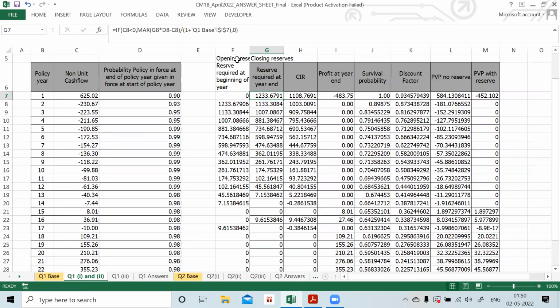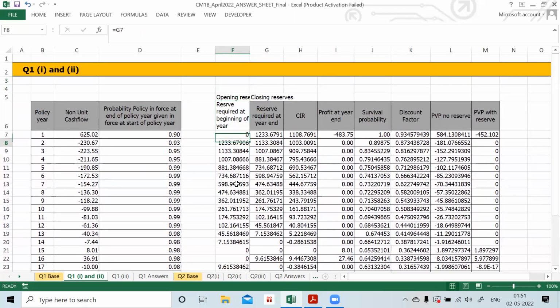These are the closing reserves. To avoid getting confused, what you can do is make a column for the opening reserves here. The starting reserve is 0, and the opening reserves for these will be these. For the calculation of the profit vector, one can do this. Then CIR, the cost of interest on reserves, is nothing but the reserve at the year end into the probability, minus the opening reserve, into 0.04, which is the interest rate.